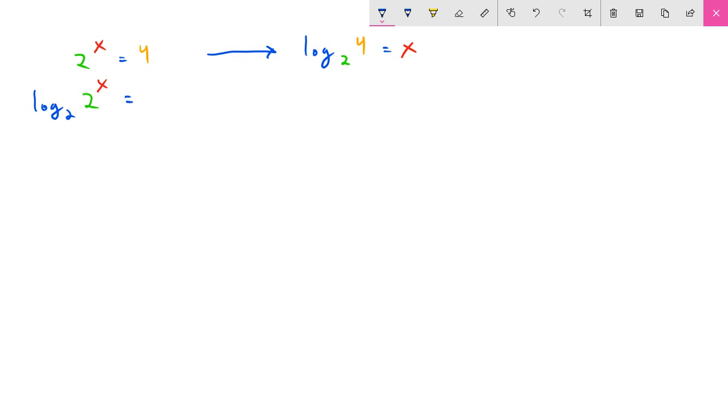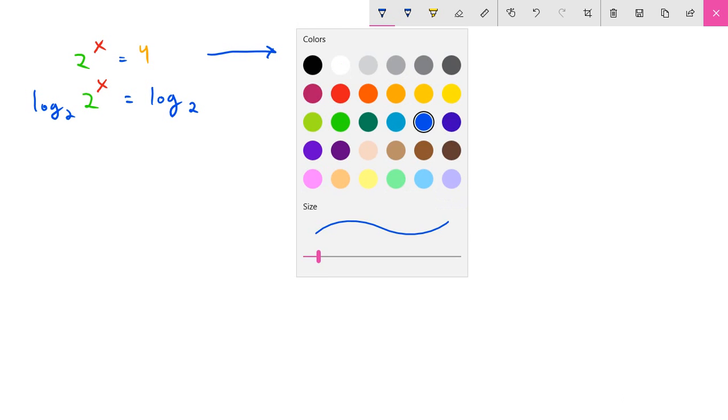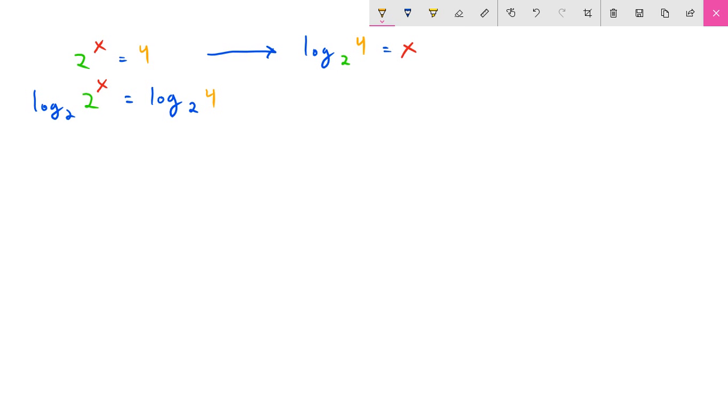So what do you think I should write here? Over here I just put a log base 2 out of nowhere. What should I write here? Right, you also have to put log base 2. But then the right side is going to be log base 2 of what? Of 4. That's right. So notice the 2 to the x and the 4, they're still there. All we did was introduce the log base 2 to both sides, right?